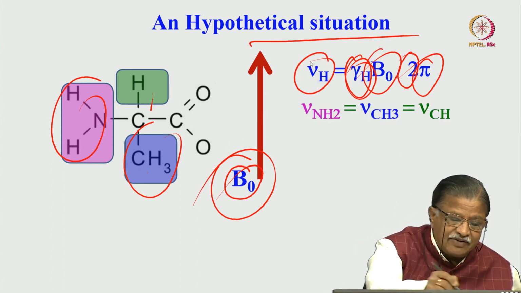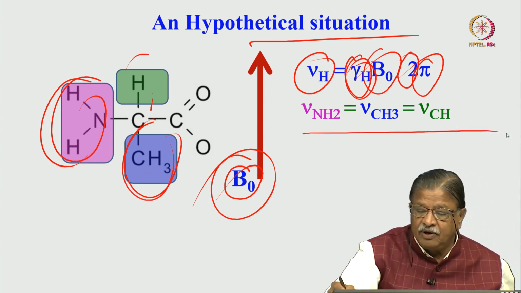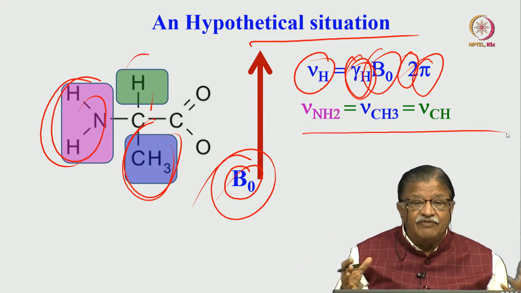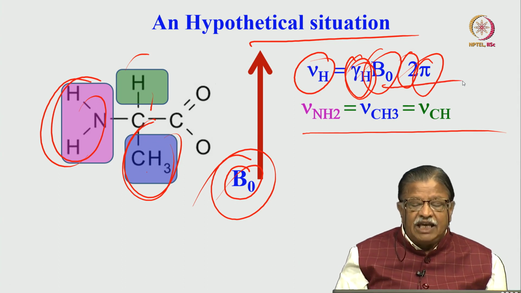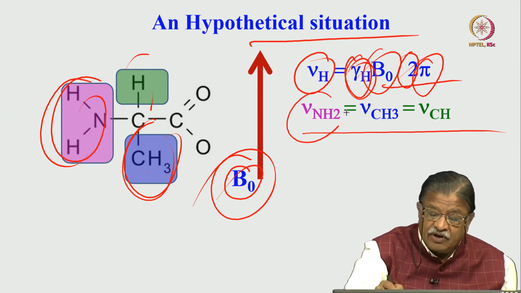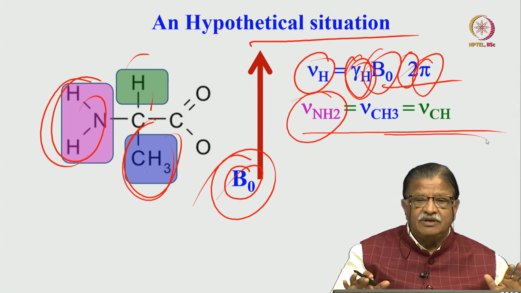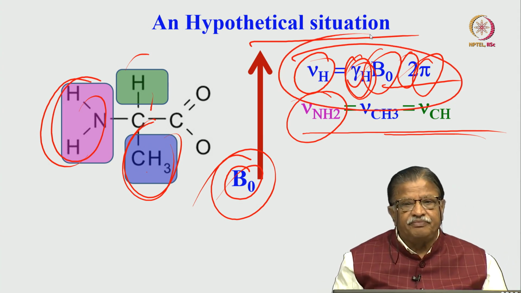The resonating frequency for the NH3 group, NH2 group, CH3 group and CH group, all of them will have the same resonating frequency if you calculate according to this equation. This equation does not distinguish resonating frequency for different functional groups. It only gives, for a particular nucleus, for a particular gamma, what the resonating frequency is.